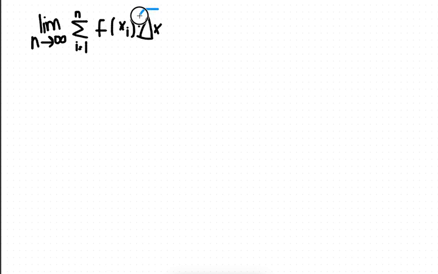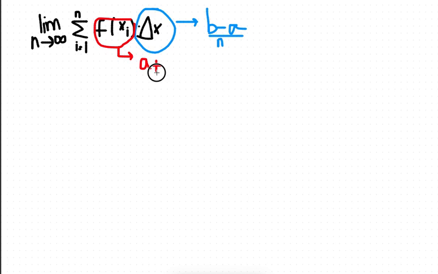Now, delta x is equal to b minus a over n, and again n here is the number of rectangles. This portion, x sub i, is equal to a, which they'll give you, plus delta x, which is over there, times i.